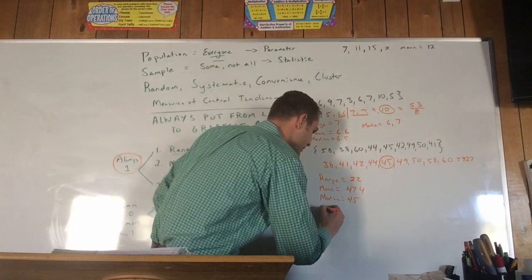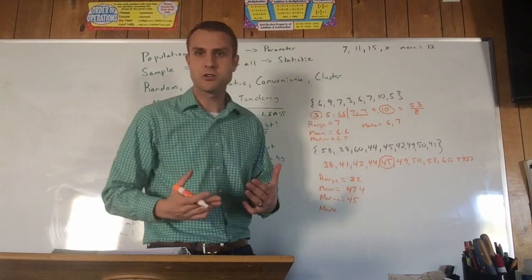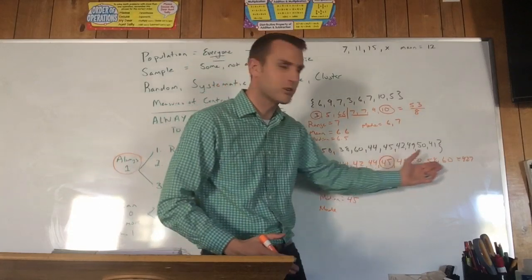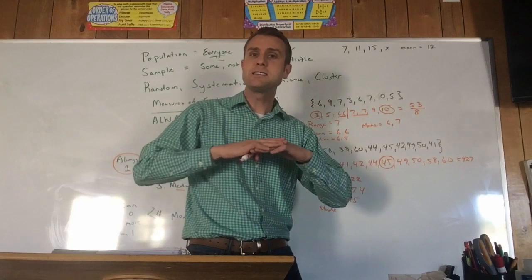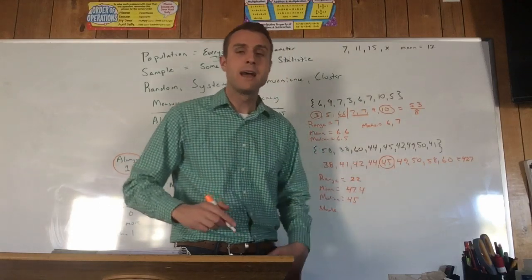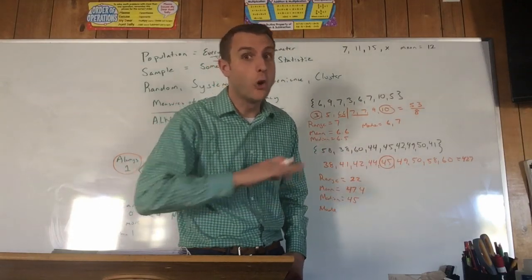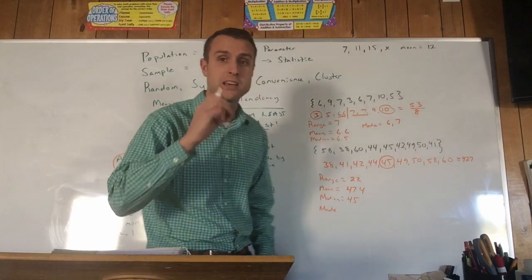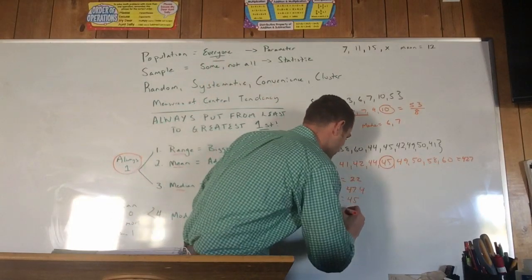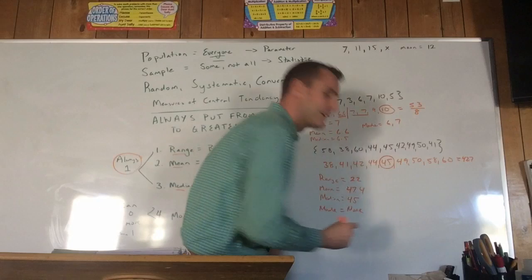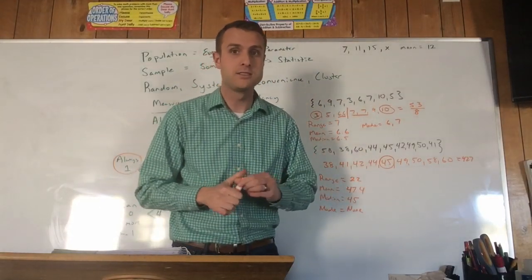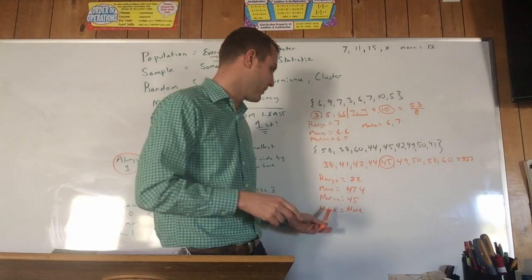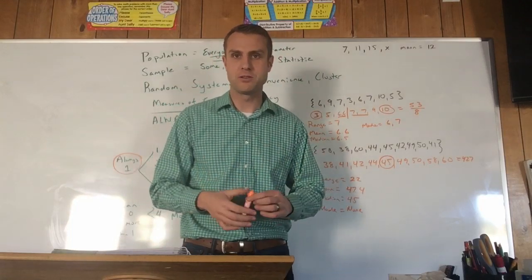Finally, my mode. Remember, my mode is the one that occurs the most. Do any of these numbers occur more than once? No, they all only occur once. Since none of them occurs more than once, I do not have a mode. Don't put 0, because there is no number 0 here. I'm going to put none. None, because there is no mode. The mode is not 0. 0 is a number. I do not have a mode, so I put the mode as none.